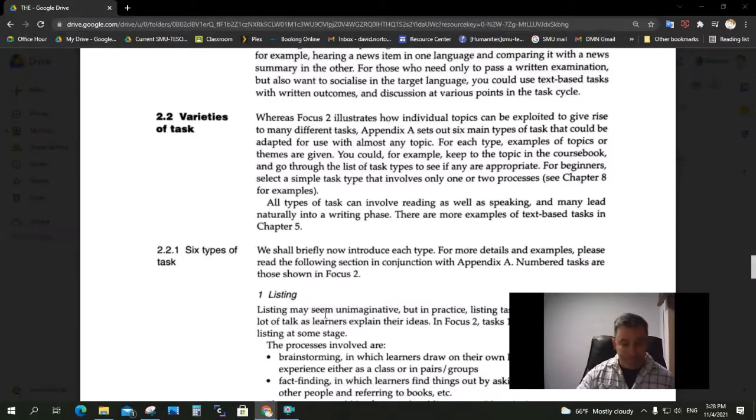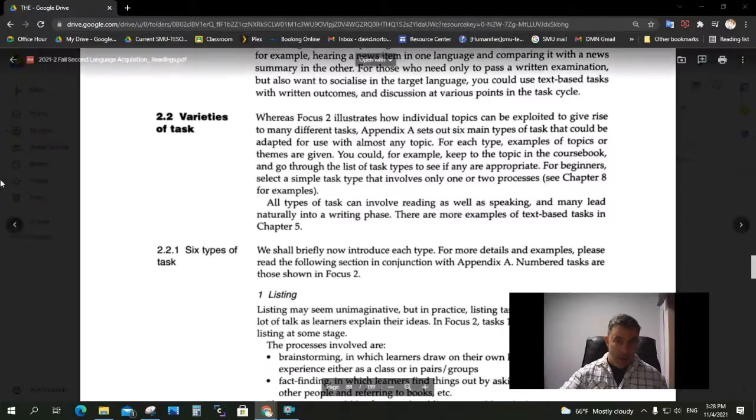Number five. Do you think L1 use is acceptable in TBL? Do you think it's acceptable? Now, this is an opinion question, but if you look carefully at the reading, and read between the lines also, you'll see that there's nothing in TBL that says there's no place for L1, right? I'm sure you have your own opinions on this.